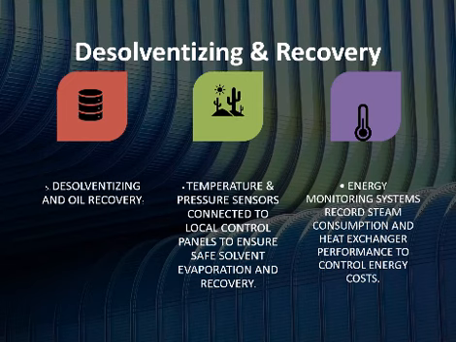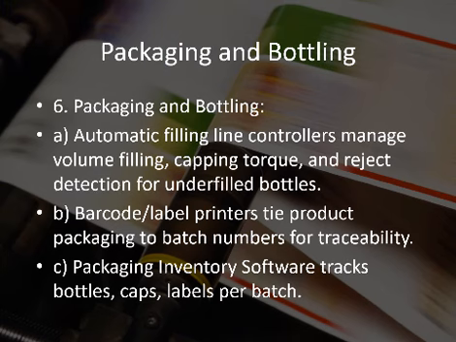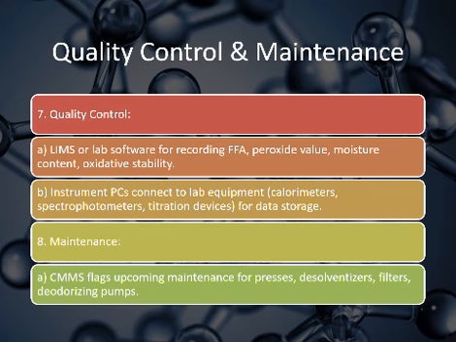Now, desolventizing and recovery. We look at the temperature and pressure sensors, which are connected to the logic control panels to ensure safe solvent evaporation and recovery. The packaging and bottling, like I spoke about also. We have the barcode and label printers, which tie product packaging to batch numbers for traceability. And we know this is really common. If you don't have batch numbers, your products cannot be sold in the marketing space, and it makes it quite illegal. Now the quality control and maintenance.